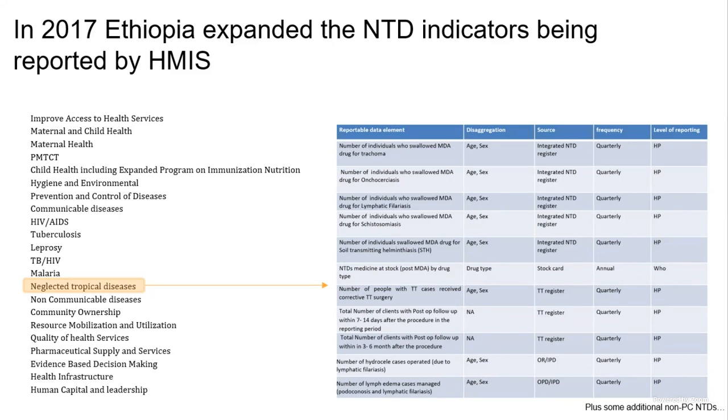DHIS2 system. In this season, I think the NTD DHIS2 system design was initiated in 2007 to capture huge program related data elements and indicators. Next slide, please.